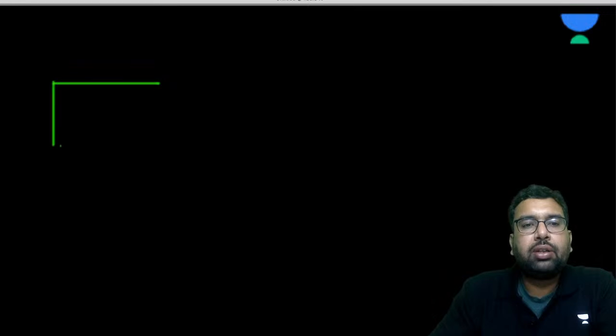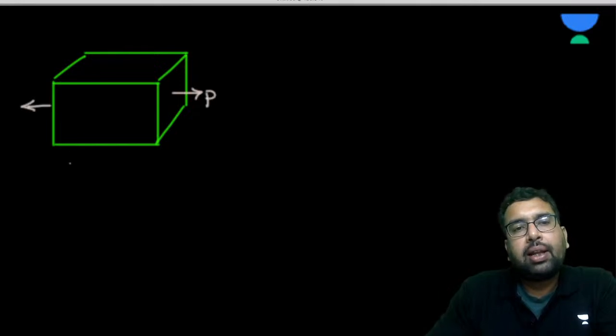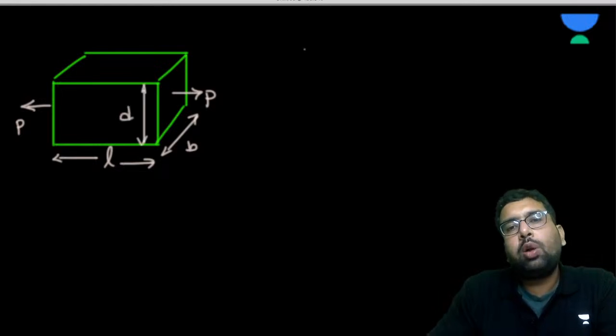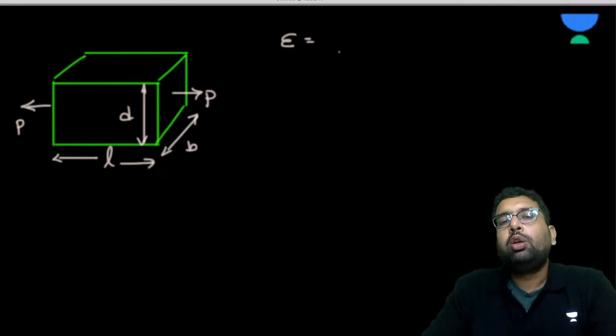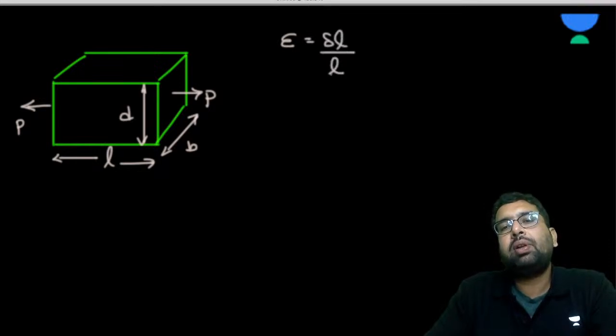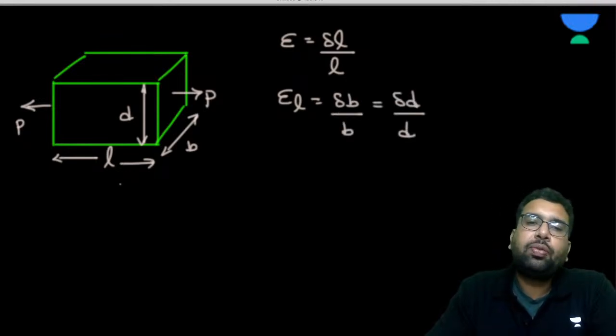If I see in three dimensions, let me suppose that we have a body like this. Understanding all these basic concepts will give you confidence. Let's suppose in this case the load P is applied here, like this, and this is L, this is B, and this is D. So what is going to be the longitudinal strain? For longitudinal strain, I don't use any subscript. For lateral, I use the subscript L. So this will become delta L by L. Then the lateral strain will be delta B by B, and delta D by D. I hope it is fine to everyone.